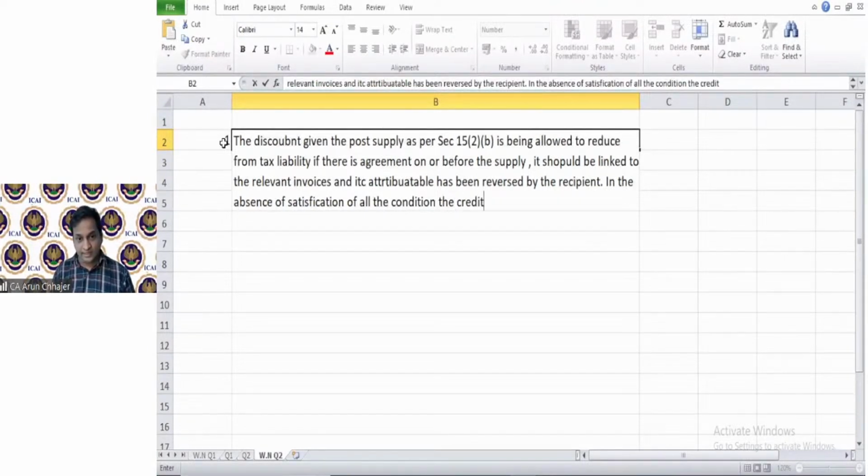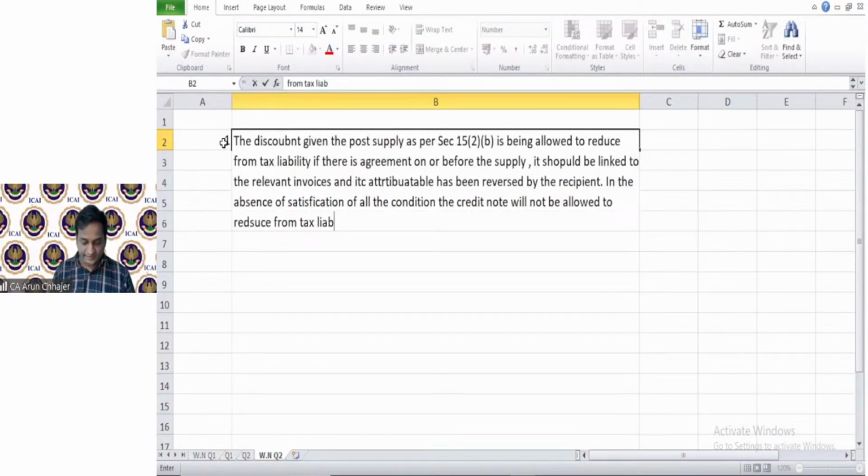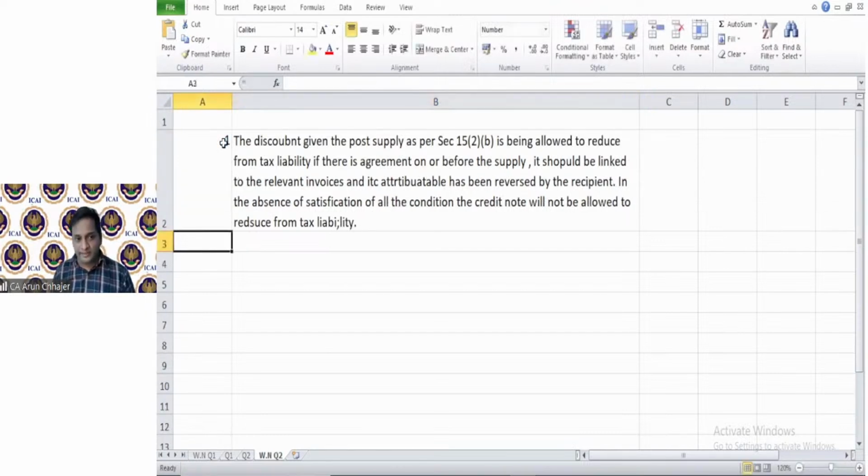the credit note will not be allowed to reduce from tax liability. You can frame better, but I have given simply the gist. Please note one thing, that this is not the language which you need to write. I am giving the concept how to write. You are not required to remember each and everything. You have to write in your own language.